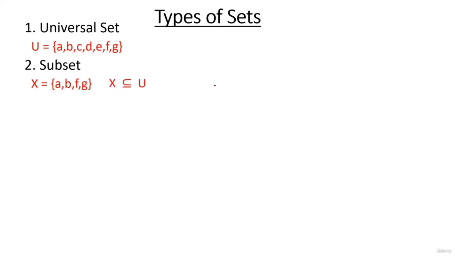Okay, इसको denote करने का एक तरीका है यहाँ पे, X is a subset of U. So if you can refer to this symbol, X is a subset of U, यही मतलब होता है इसका कि X is basically derived out of U. Okay, X is a subset of U.